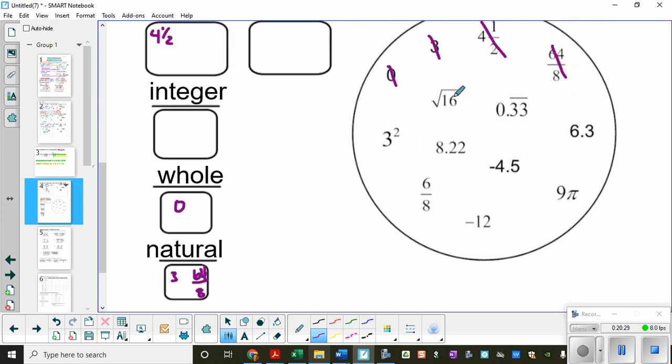So the square root of 16. Most of you know the square root of 16 is 4. So since it's a 4 and I would eventually count to a 4, I'm going to put the square root of 16 down here for natural. All right, so we got that one.